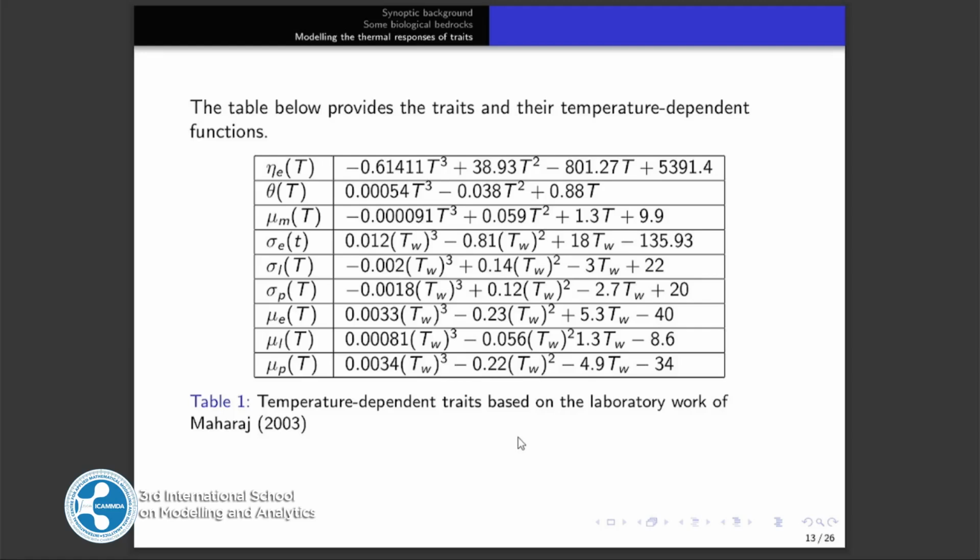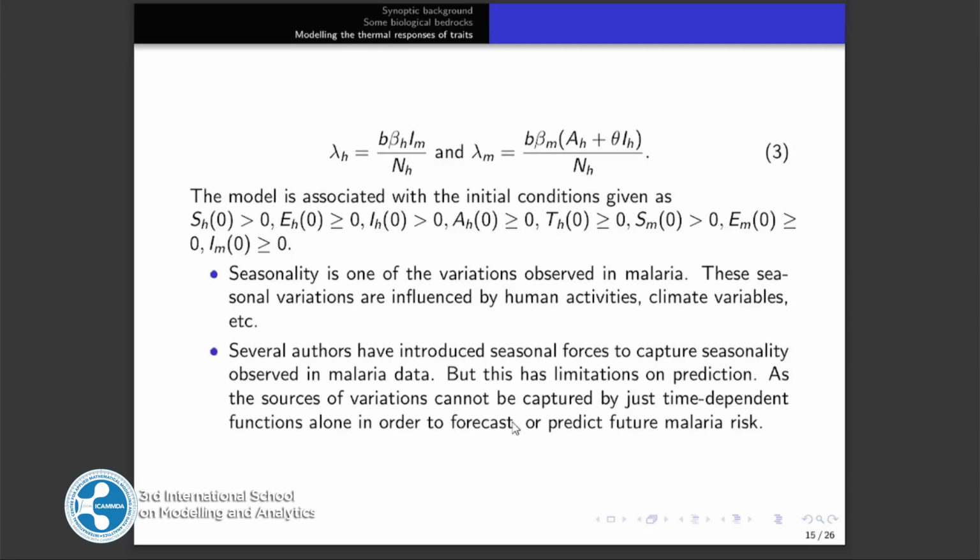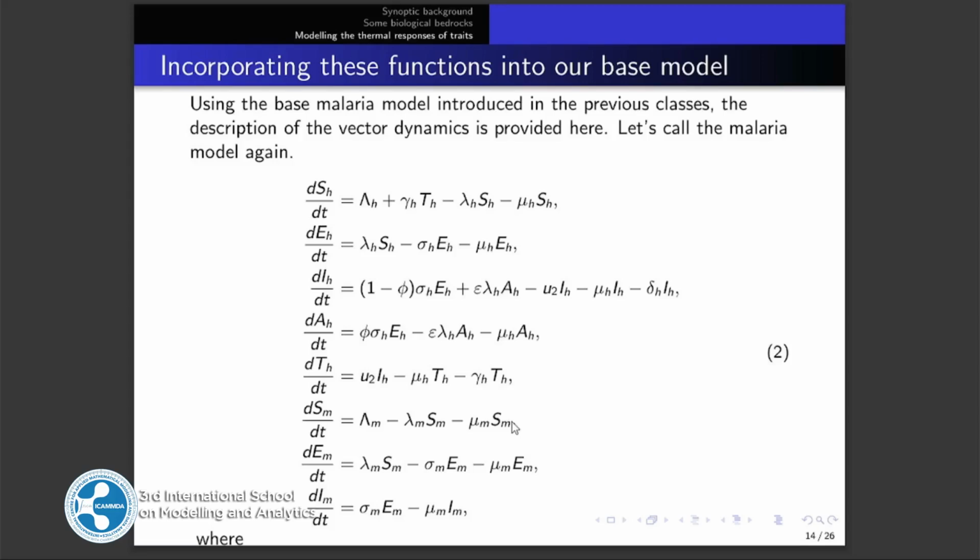Now, let's go on. Incorporating these functions into our models, not those ones, we are still going to see the ones we are going to incorporate, using the base malaria model introduced in the previous classes by Dr. Afis. Do you still remember? All right. So using the base malaria model introduced in the previous classes, the description of the vector dynamics is provided here. Let's call the malaria model again. So this is the malaria model, and this part here where we have the SM, EM, IM is the mosquito population dynamics part. Are we there?